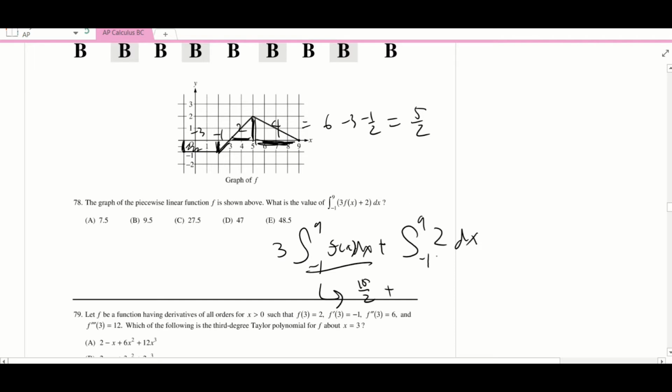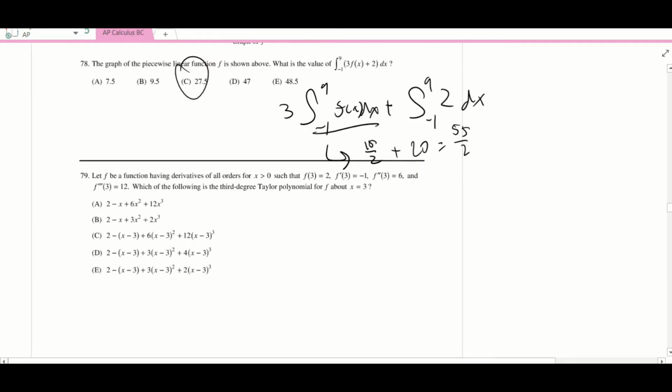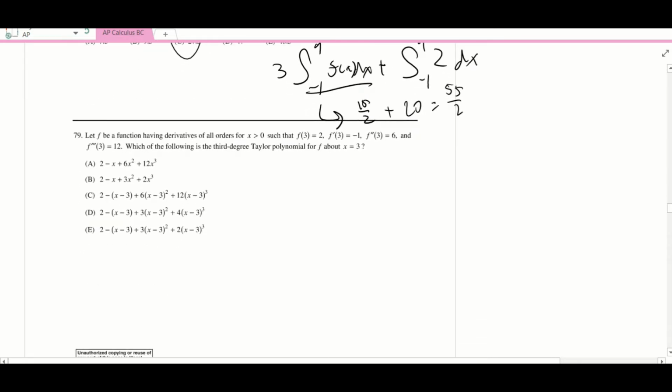And this part here, this is just 10 times 2, so this is 20, right? So this would be 35/2. Sorry, I can't use my stylus today. It'd be 55/2. So it'd be C, 27.5.